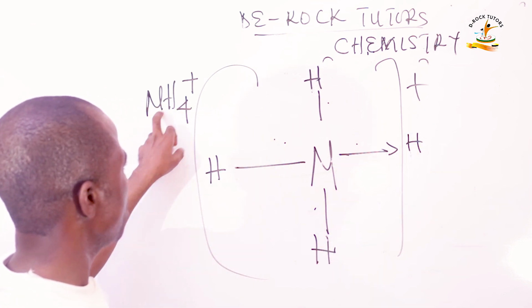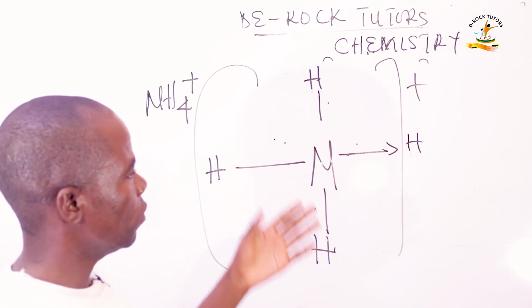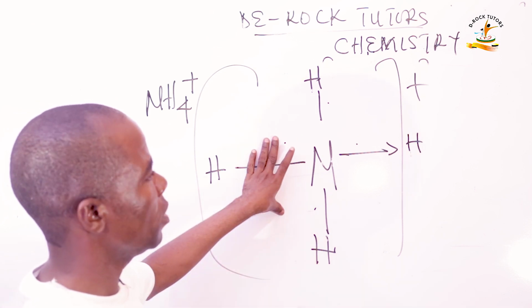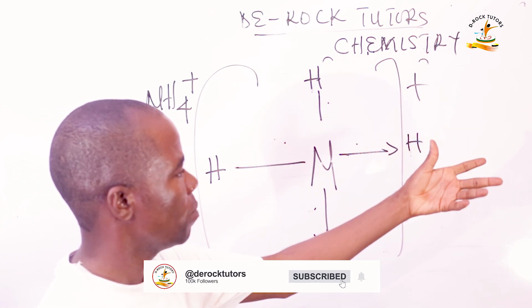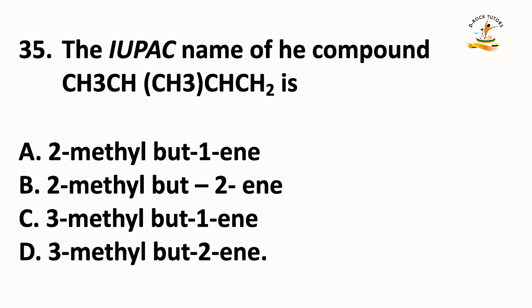That is, when ammonia reacts with a hydrogen ion, we all know that it forms a dative or coordinate covalent bond. The maximum number of covalent bonds that can be formed by nitrogen is 4: 1, 2, 3, 4. So the correct answer is D. Let's go to the next question, number 35.